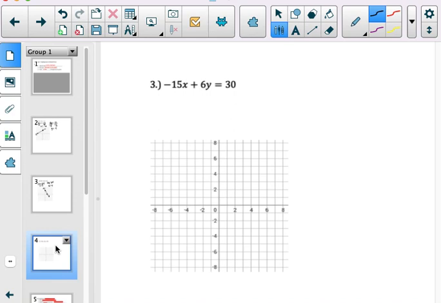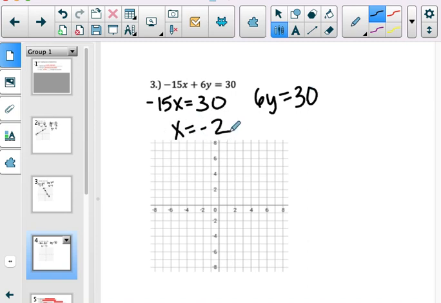Alright, so I plug in 0 for y. I'm going to have negative 15x equals 30. Plug in 0 for x. I'm going to have 6y equals 30. My x-intercept would be negative 2. My y-intercept is 5. So I put a dot at negative 2 on the x-axis, 5 on the y-axis. And draw my line and add some arrows.